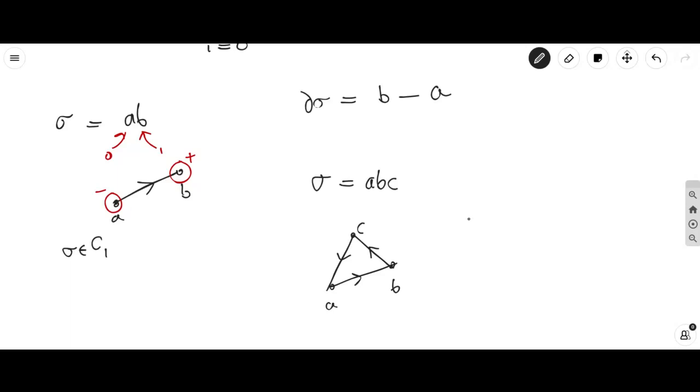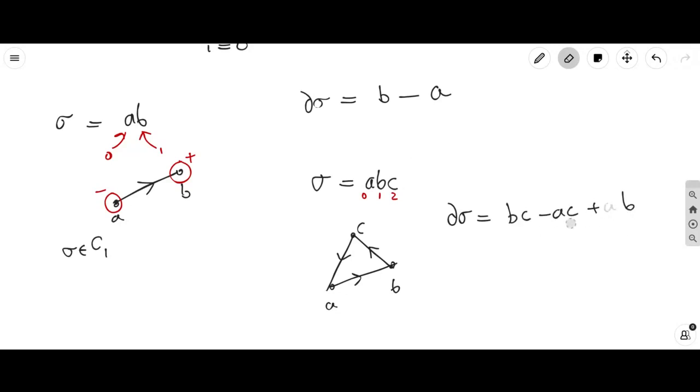ABC. So then what you would do is the boundary of sigma. So as before, you start counting at 0, so 0, 1, 2. When you drop the 0, you're left with BC. When you drop 1, you're left with A and C with a minus sign. And when you drop 2, you're left with AB with a positive sign.